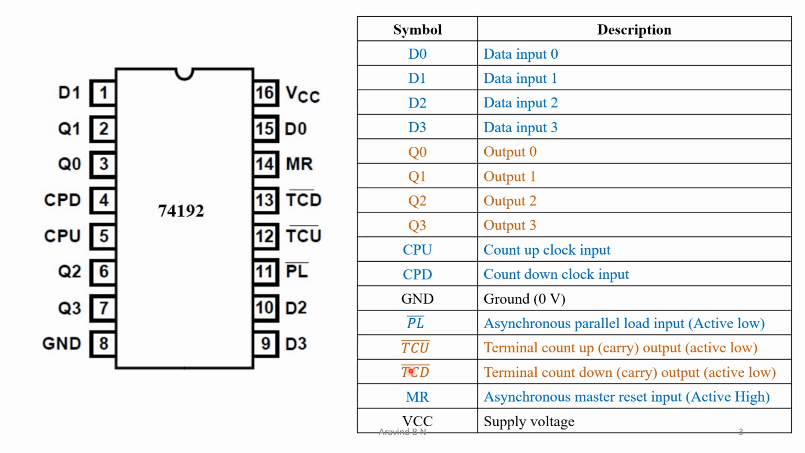Then TCU and TCD. Both of these correspond to the terminal count operation. TCU is the terminal up count, and it is active low. TCD is the terminal down count, and again this is also active low. These two pins are very useful when we are cascading more than one 74192 IC. Then MR stands for master reset. It is asynchronous in nature and active high. Whenever we want to reset all the values, we make use of this master reset.